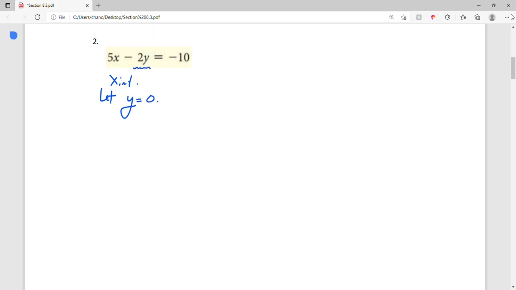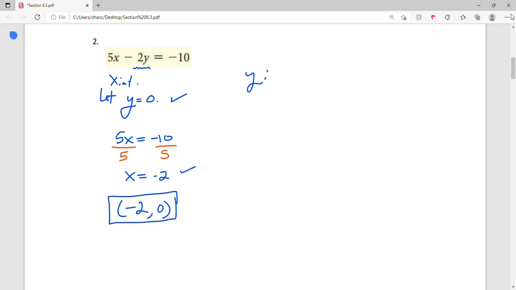And if this is equal to 0, that cancels out, leaving us with 5x equals -10. We could divide both sides by 5 to solve for x. x is equal to -2. That's our x-coordinate. This is our y-coordinate. The x-intercept is (-2, 0).